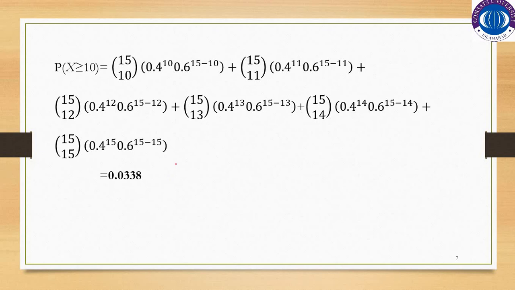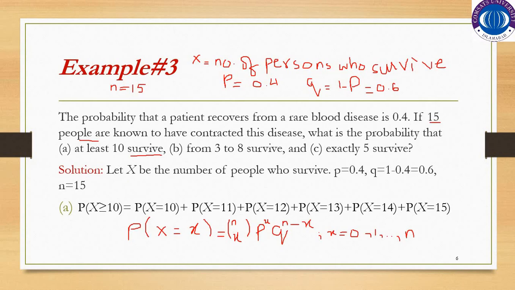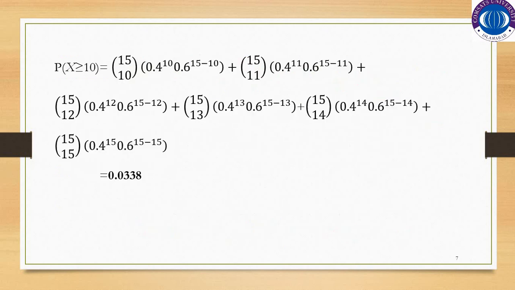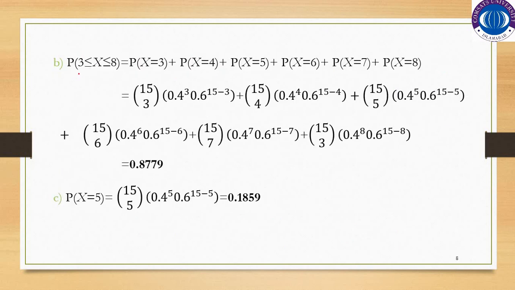By substituting the values, you will get 0.0338, which is the probability that at least 10 will survive from the rare blood disease. In part B, they are saying from 3 to 8 will survive. So this is x is equal to 3 plus x is equal to 4 plus probability x is equal to 5 till probability x is equal to 8. You have to find the probability that 3 to 8 will survive. So this is the way to find out the probability.